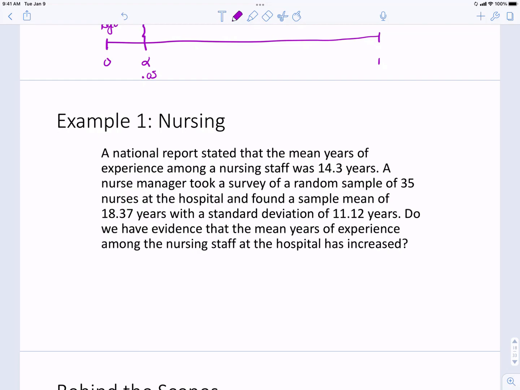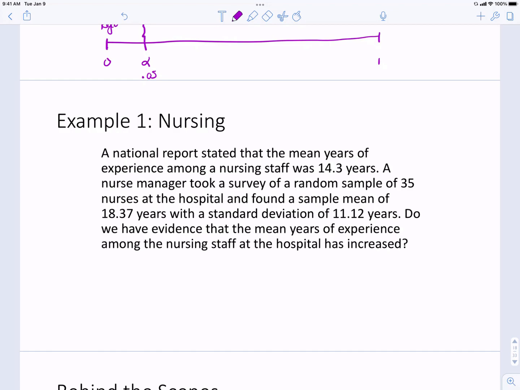Okay, so let's try to put all those pieces together and do an example. A national report stated that the mean number of years of nursing experience among the nursing staff was 14.3 years. A nurse manager took a survey of a random sample of 35 nurses at the hospital and found a sample mean of 18.37 years with a standard deviation of 11.12 years. Do we have evidence that the mean years of experience among the nursing staff at the hospital has increased?